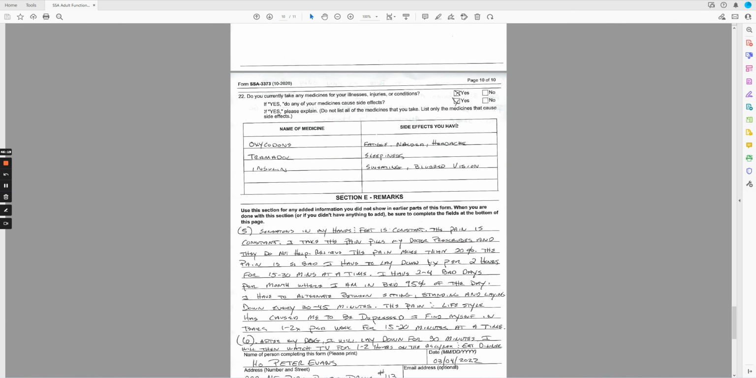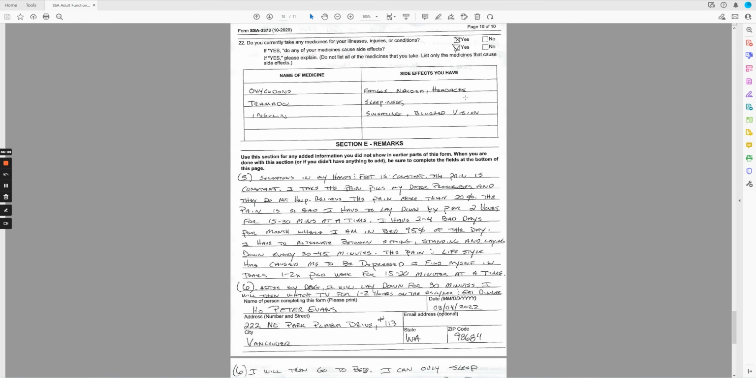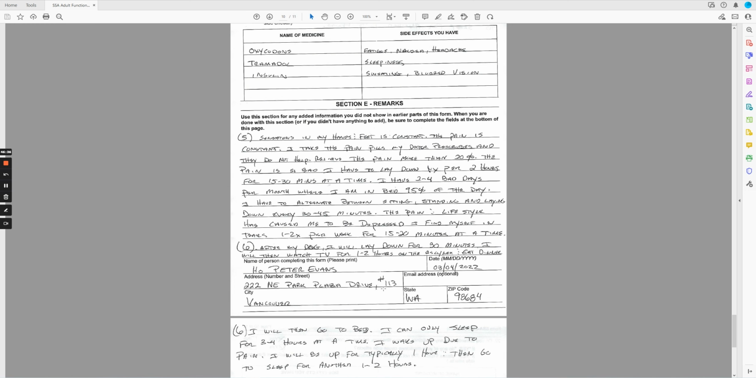Make sure to write down those. But if the fatigue, nausea, and headaches are so overwhelming that you find yourself sleeping 50% of the workday, we can win a case just on that. So then that wraps it up. You're going to want to put your name, address, and the date that you filled this out, and get this in.